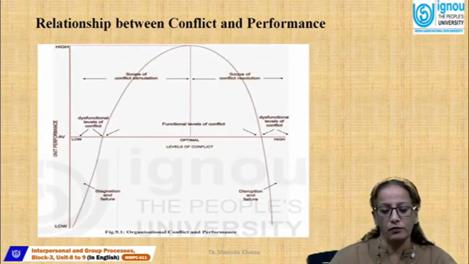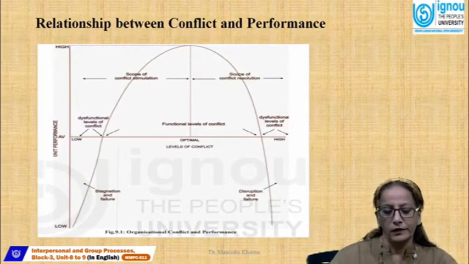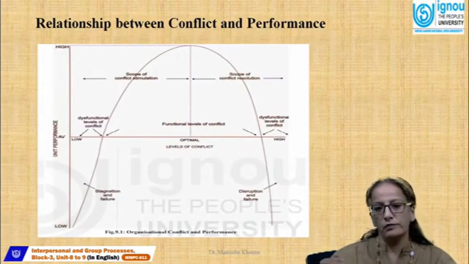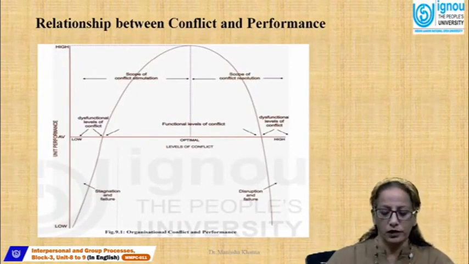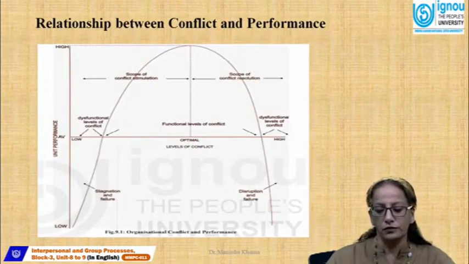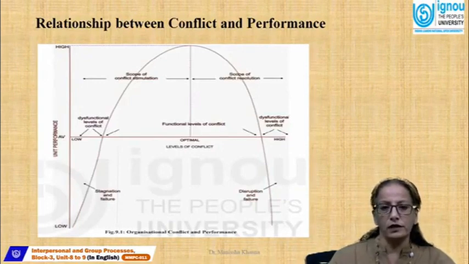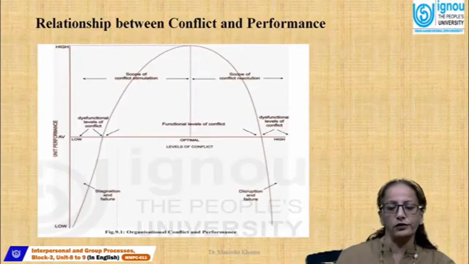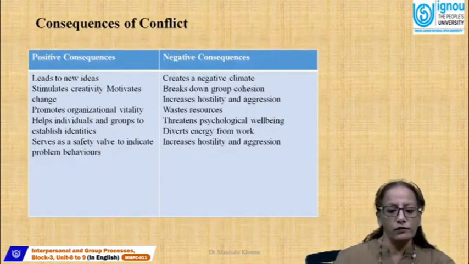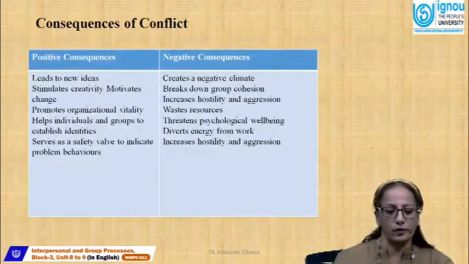At the optimal level of conflict, there is a functional level of conflict, whereas performance comes down when there is any disruption and failures. From the dysfunctional levels, it comes down. This is seen as a very important connection between conflict and performance. The consequences can be positive or negative.